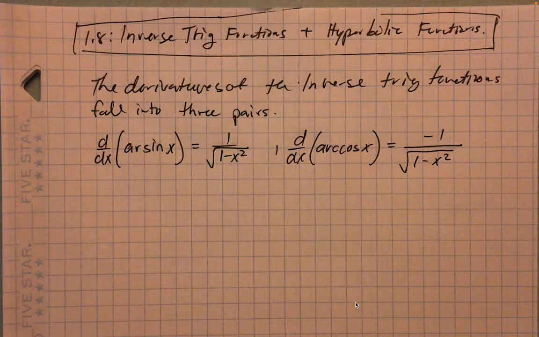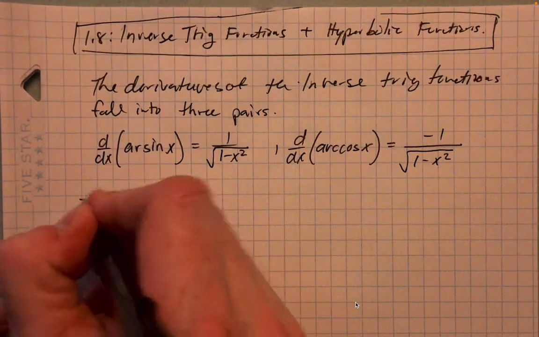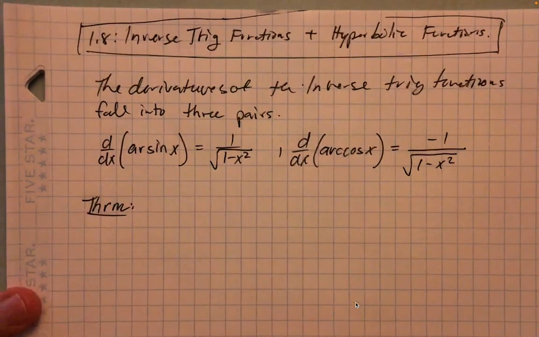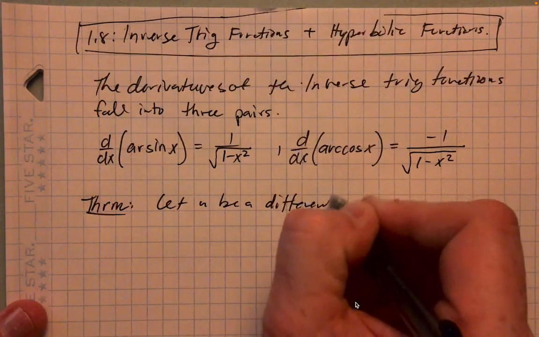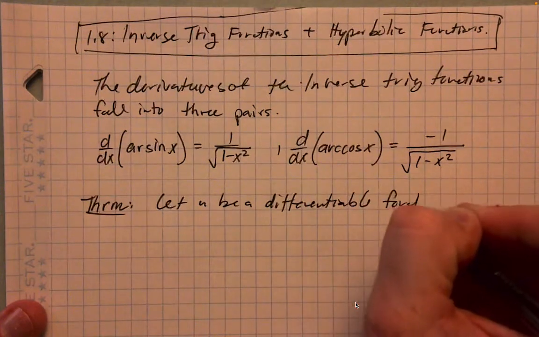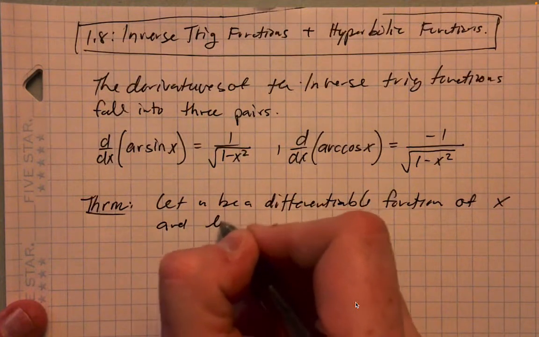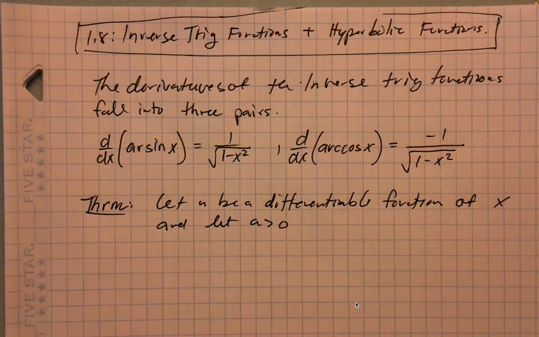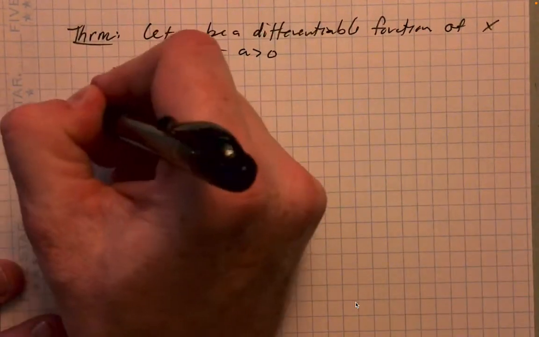Okay, so given that we have talked about these inverse trig functions, basically they can be used as antiderivatives for integrals that have a particular form. And that's what this first theorem is about. So we're going to let u be a differentiable function of x, and let a be greater than 0, a positive real number. Okay. Then we have the following.